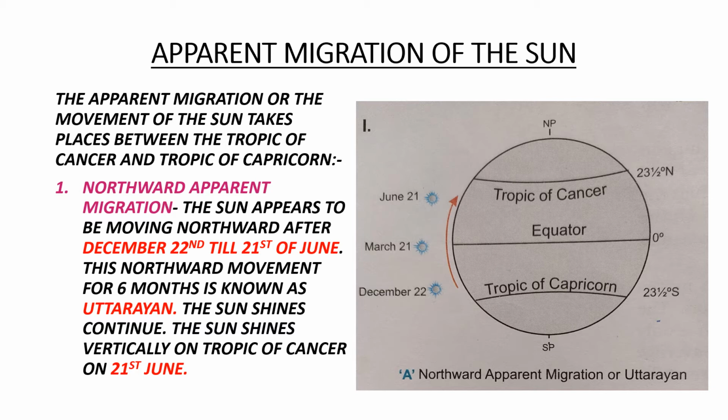The sun shines vertically on the Tropic of Cancer on 21st June. You can see in the figure the arrow mark which is moving from December 22nd to June 21st. So therefore it is known as Uttarayan.